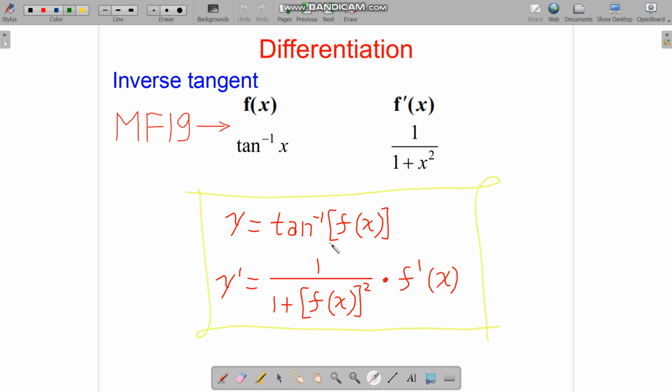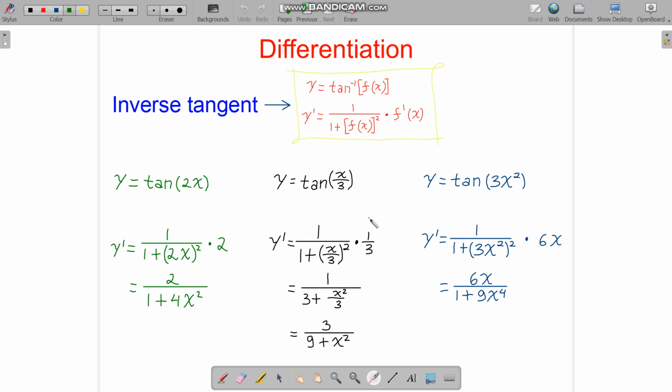And for inverse tangent x, the derivative becomes 1 over 1 plus x squared. So if you have inverse tangent f of x, the derivative is 1 over 1 plus that f of x, so we have 1 over 1 plus exactly the same f of x squared times the derivative of f of x. For example, y equals inverse tangent 2x. So here we have 1 over 1 plus 2x all squared times the derivative of 2x, which is 2.